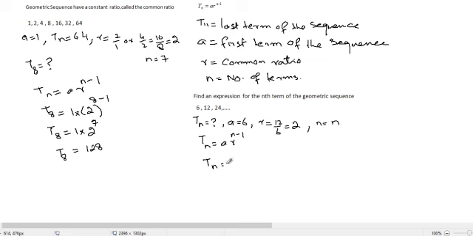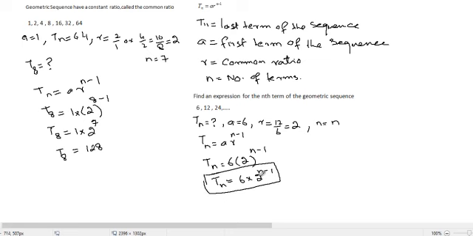Tn equals, in place of a we put 6, in place of r we put 2, raised to power n minus 1. So it's 6 multiplied by 2 raised to power n minus 1, which is the nth term of the sequence. After putting n equals 1 here, you will get the first term. So this is the answer of the question. This is the nth term of the sequence.